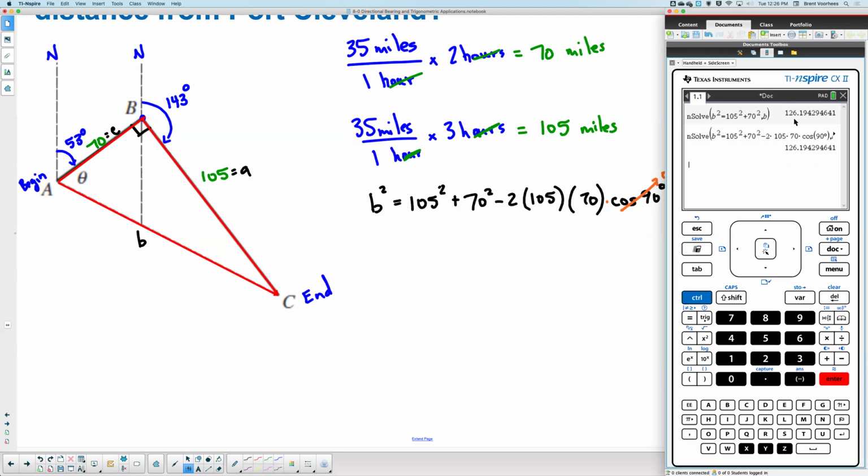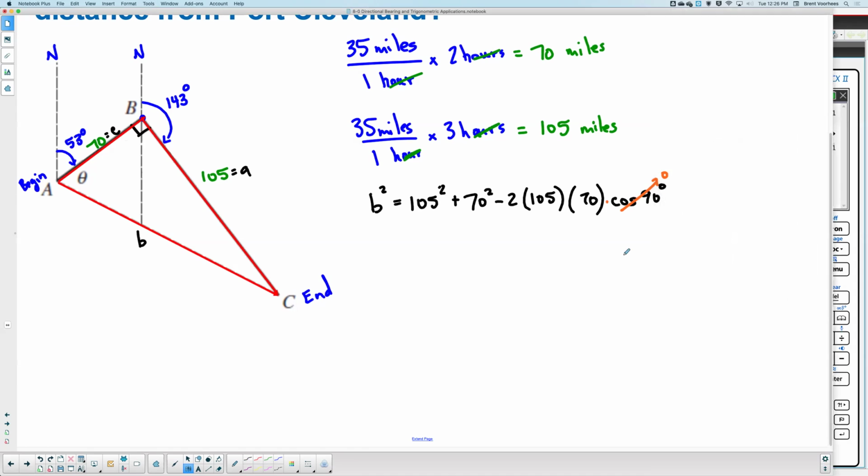Now, what can you tell me about these two answers? The same. They're the same because multiplying by 0 just cancels all that out. So our answer should be 126.19 or 126.20. What should we say? 126.19. Very good. So B is approximately 126.19. And what's our unit this time? Miles. We say MI for miles. Very good. There's that answer.